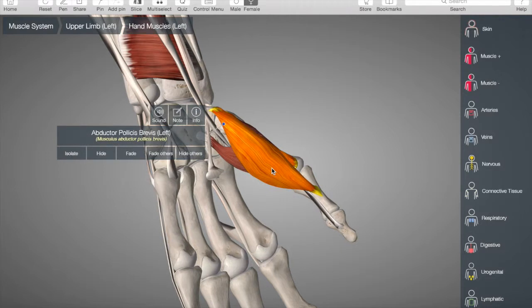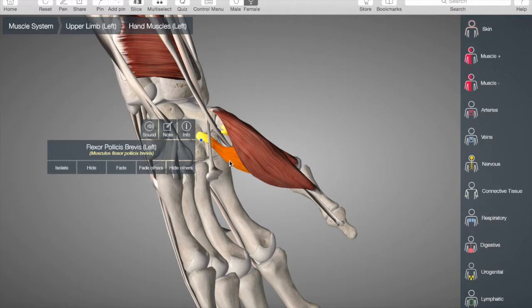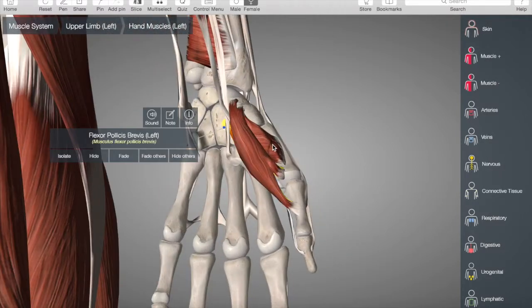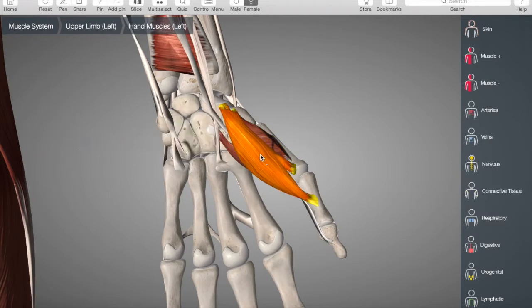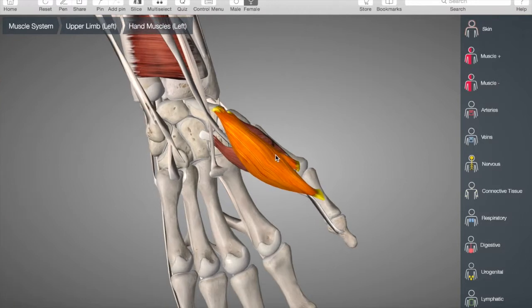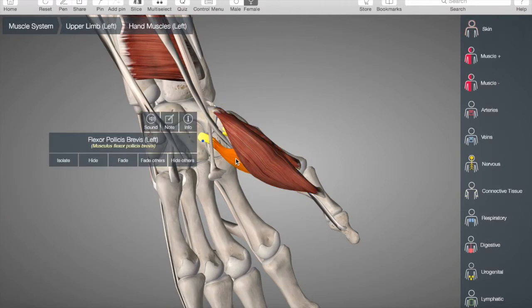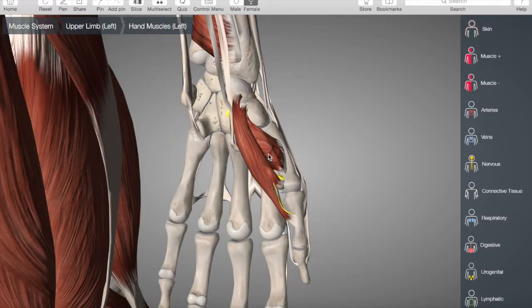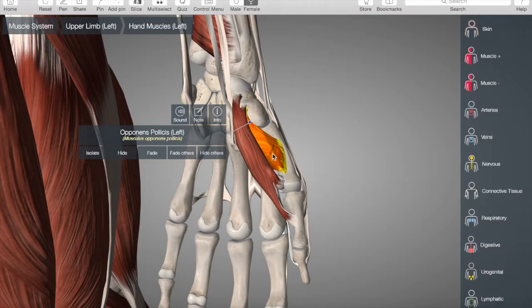On the lateral side is abductor pollicis brevis, and medial to this is flexor pollicis brevis. Deep to them both is opponens pollicis. Abductor pollicis brevis arises from the trapezium and flexor retinaculum. Flexor pollicis brevis arises from the flexor retinaculum and the trapezium bone. These 2 muscles insert on the base of the proximal phalanx of the thumb on the radial side. Opponens pollicis arises from the trapezium and flexor retinaculum and inserts on the radial side of the first metacarpal.